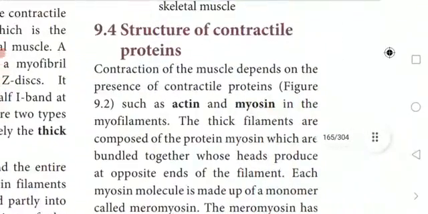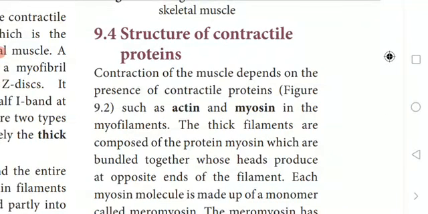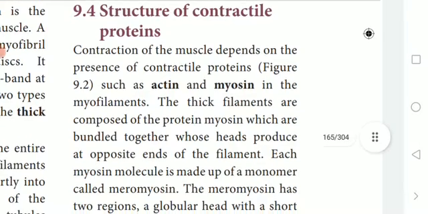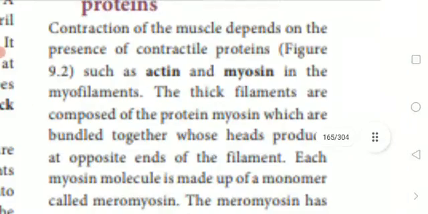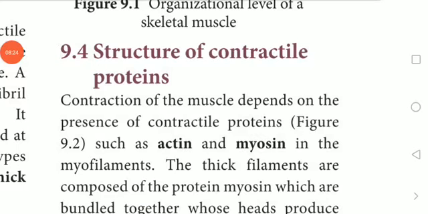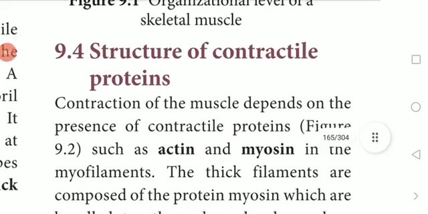Next we'll see the structure of contractile proteins. The contraction of muscle depends on the presence of contractile proteins such as actin and myosin. Underline actin and myosin in the myofilaments. The thick filaments are... again we'll see the structure of contractile proteins.